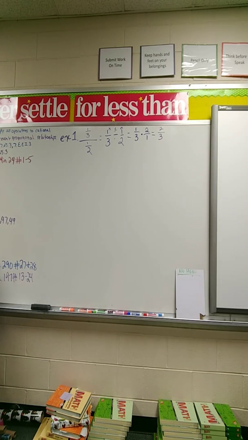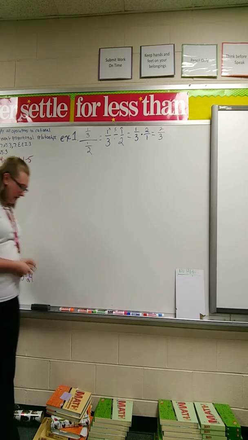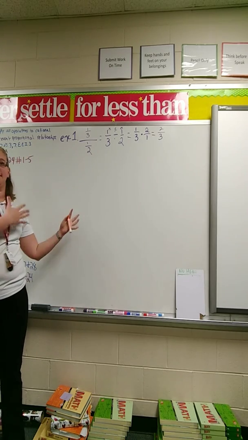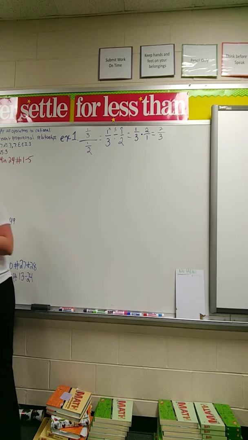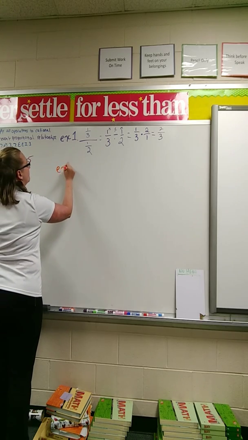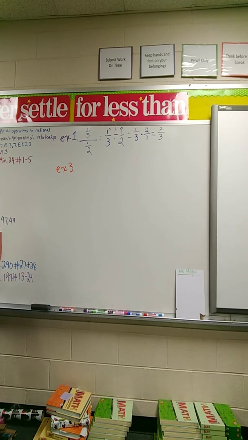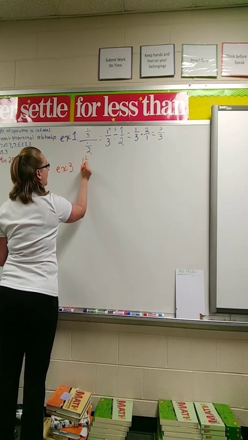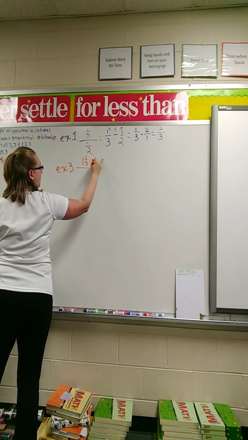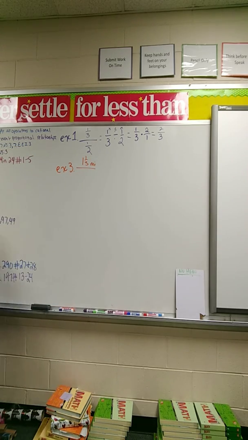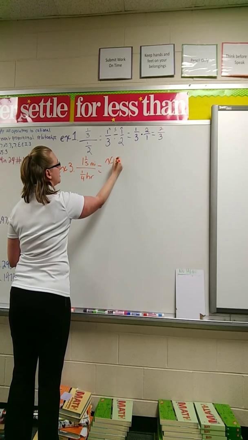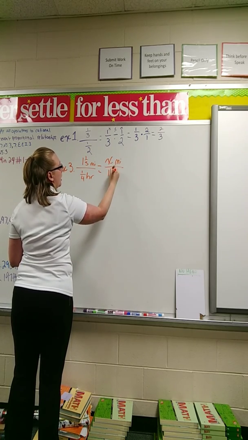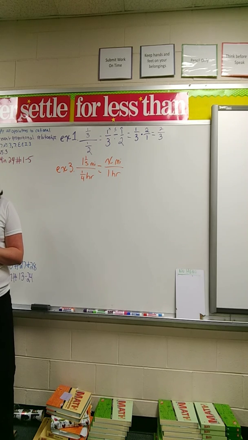So please, in your books, if you're following along, I know some of you like to follow along in your books, some of you like to see it up here first and then look back later. We're going to look at page 195, example 3. Example 3 says that Josiah can jog 1 1/3 miles in 1/4 of an hour. We want to know how many miles per hour he can run.